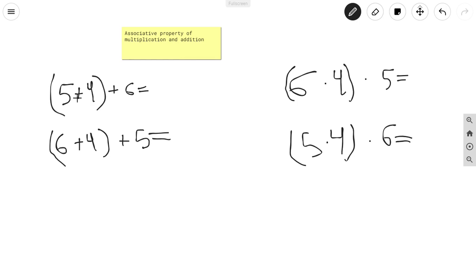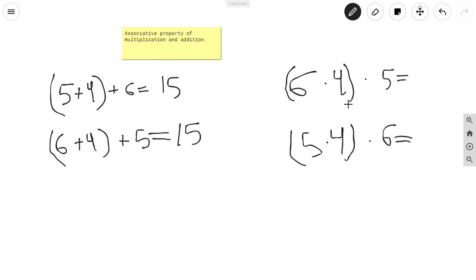So here I have to do 5 plus 4 first. 5 plus 4 gives me 9, plus 6 gives me 15. Alright, 6 plus 4 gives me 10, plus 5 gives me 15. Same deal. Doesn't matter how I group them. It's almost the same as the commutative property. Same numbers, same result.